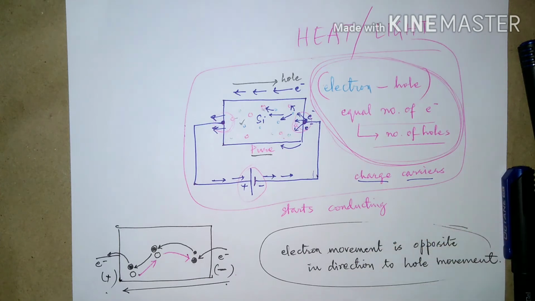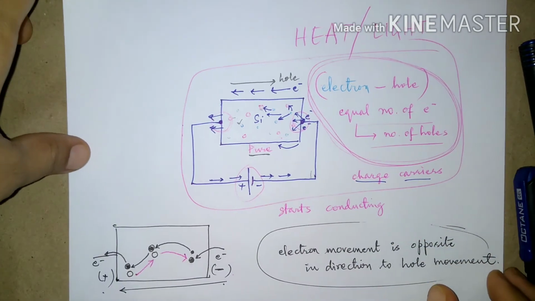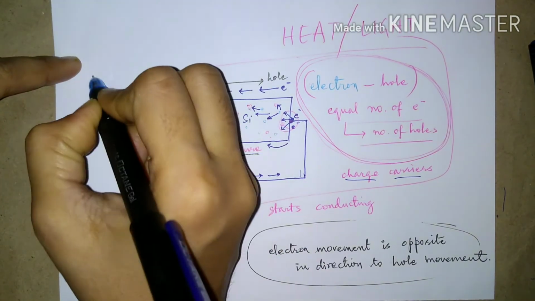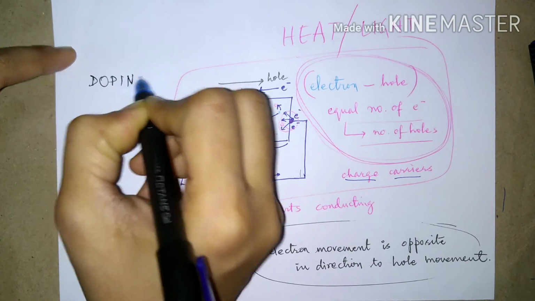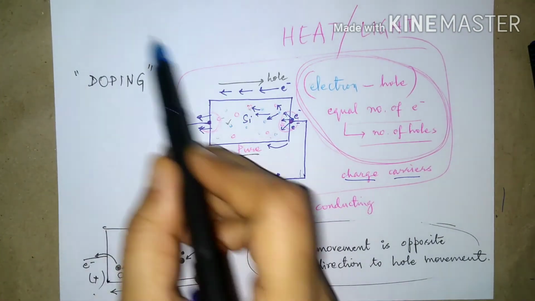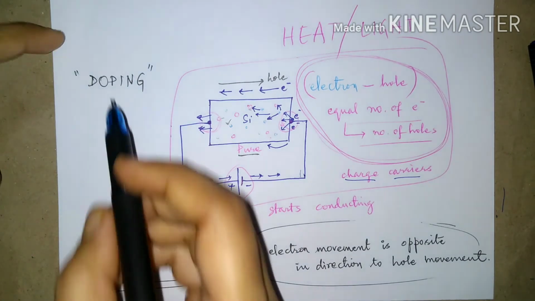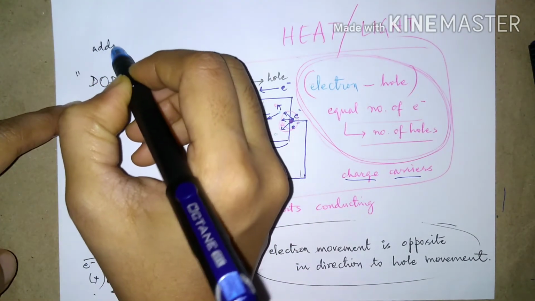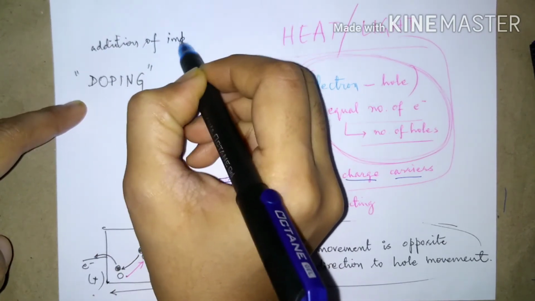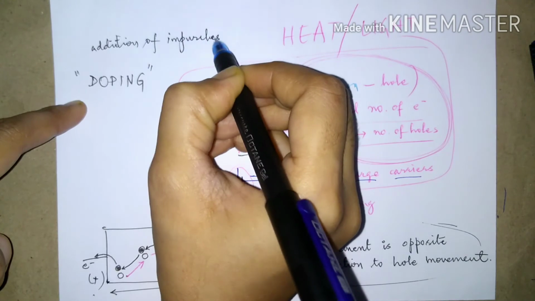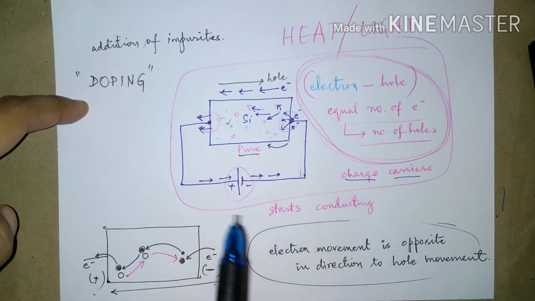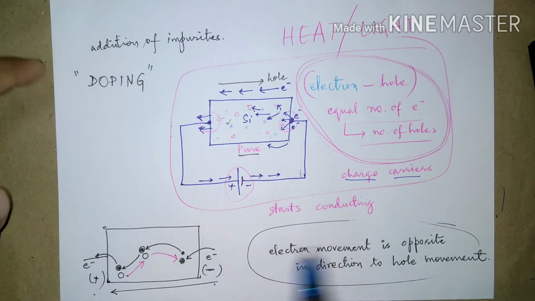So in order to get a good grip on the number of charge carriers that are getting created, they went for a process known as adding impurities, which is nothing but doping. So we stopped our class there. Doping is nothing but addition of impurities into this pure silicon. Let us discuss what doping is and its types.